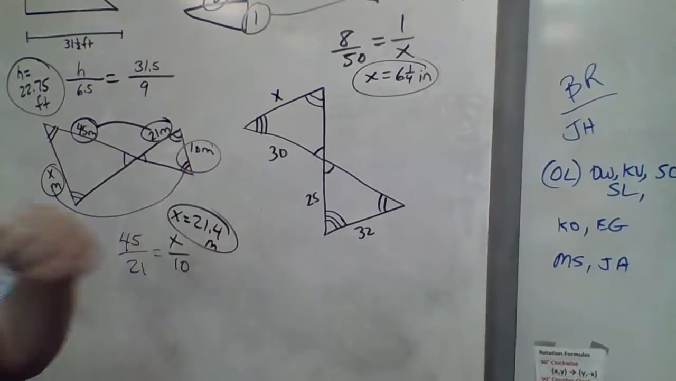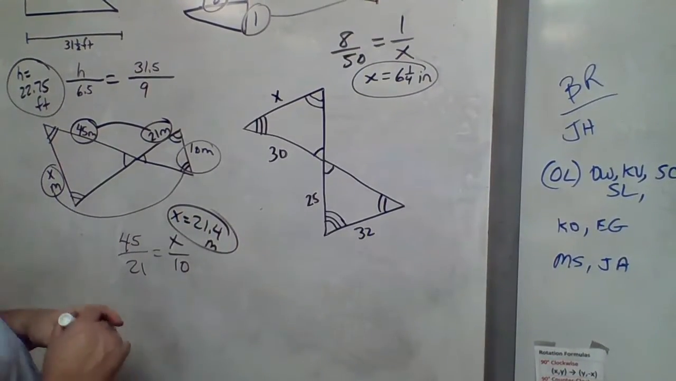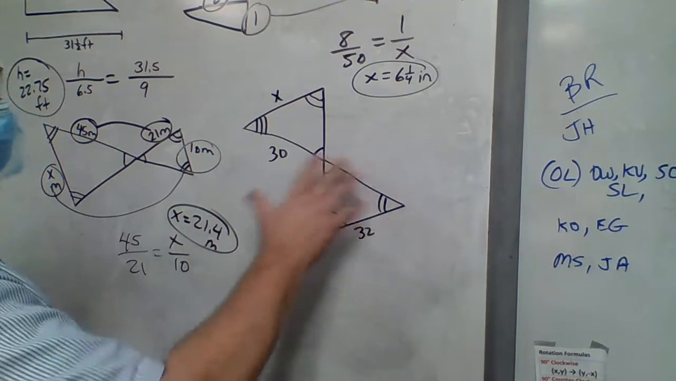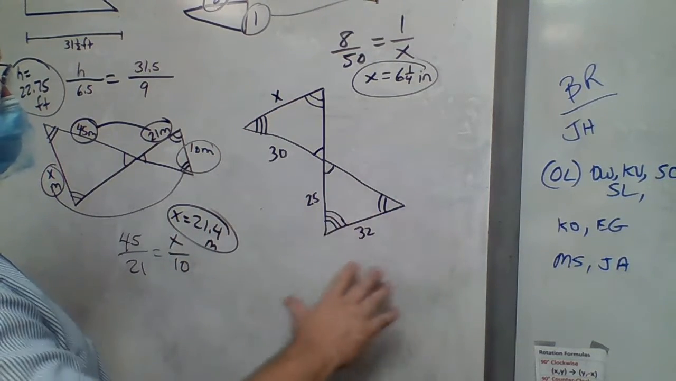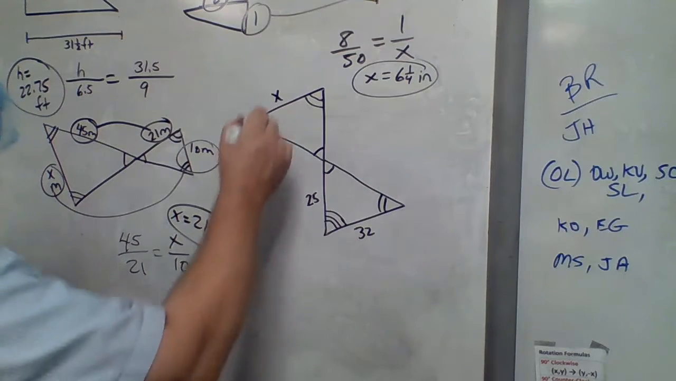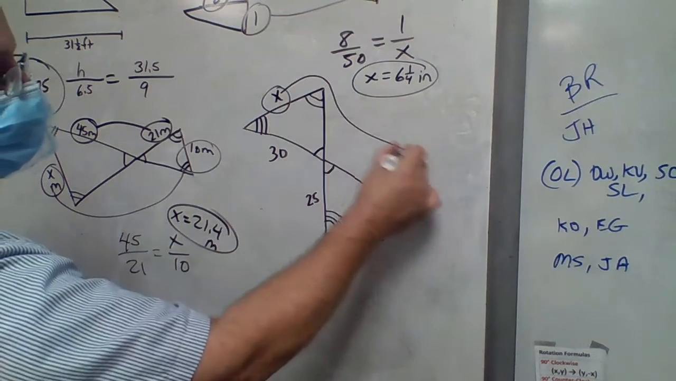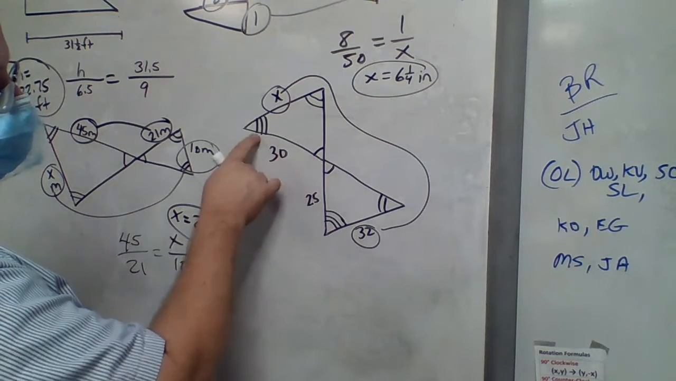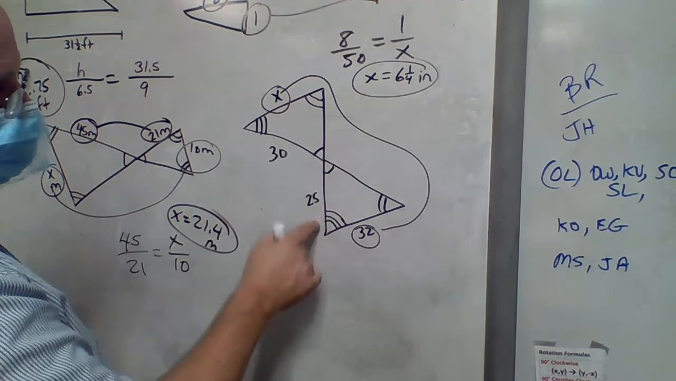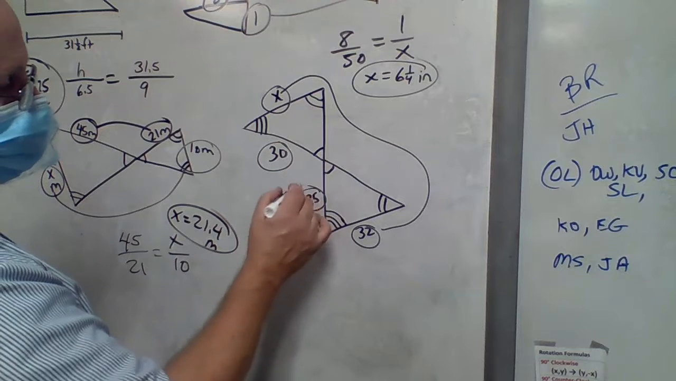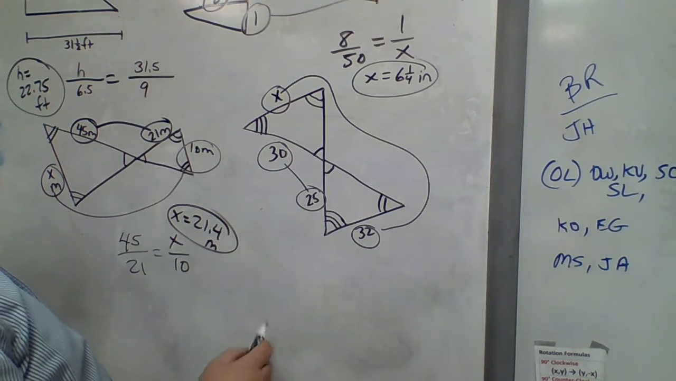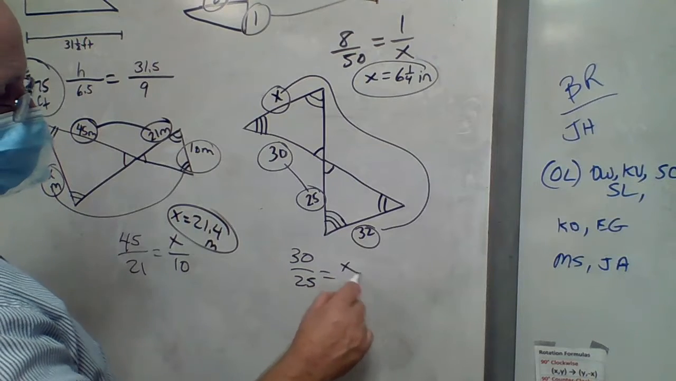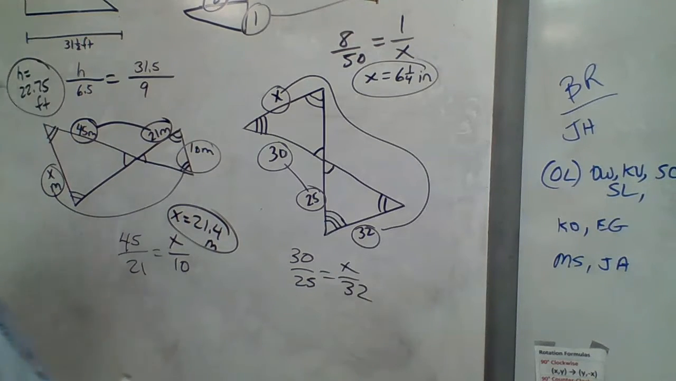Okay, here's another one that's pretty similar. This x is between the 3 and the 2 arcs. What number down here is between the 3 and the 2 arcs? Isn't it the 32? So x, I'm going to pair it with the 32. The 30 is between 3 arcs and 1 arc, and so is the 25. So I'm going to pair those together. And so now I can go maybe 30 over 25 equals x over 32.